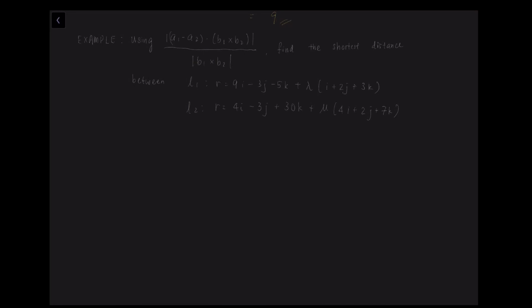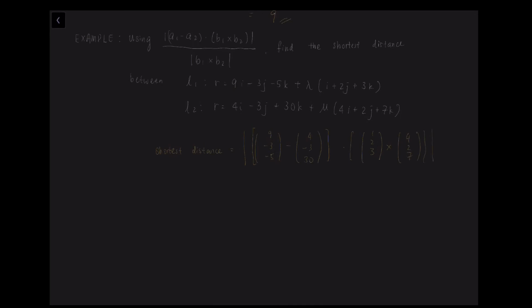Now I'm going to show you the shorter method. So using the formula that we have derived just now, we want to find the shortest distance between these two lines. So A1 is 9, minus 3, minus 5, A2 is 4, minus 3 and 30. And B1 is 1, 2, 3, and B2 is 4, 2, 7.